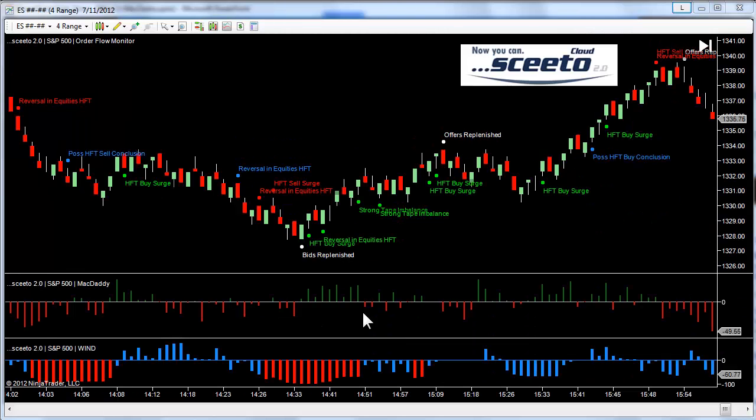Using Sceeto's order flow monitor, which is our indicator that plots these order flow events directly on the chart, we notice right at the low of the day that the bids were replenished for ES at a rate and with a pattern that has occurred at prior market turns. Immediately thereafter, on the next bar, we saw a surge, a buy surge in HFT, or high frequency trading. And this was, in fact, the low of the day.